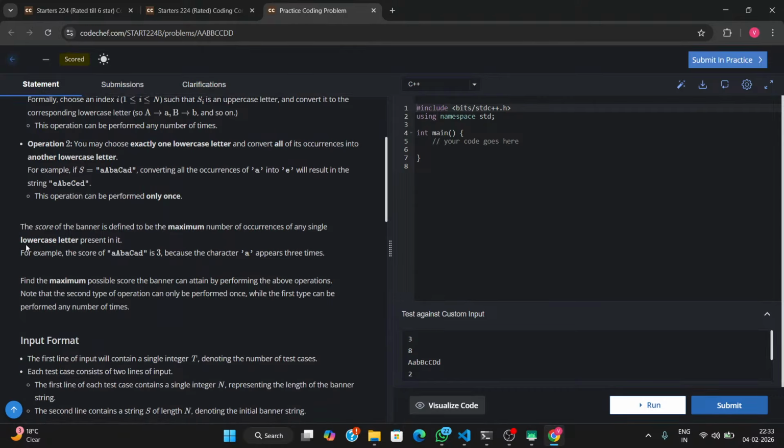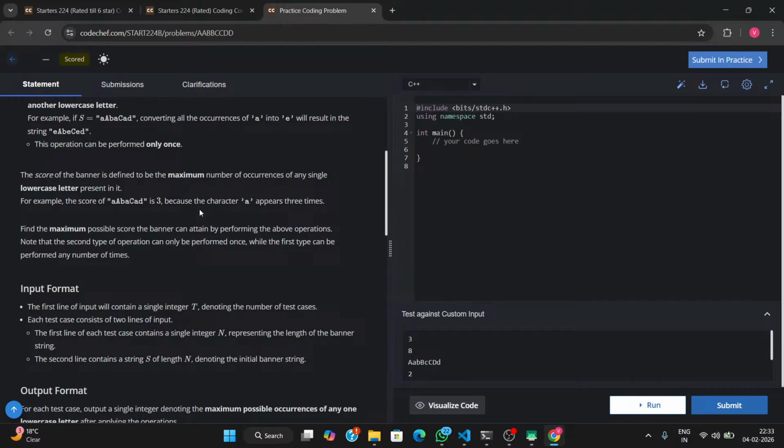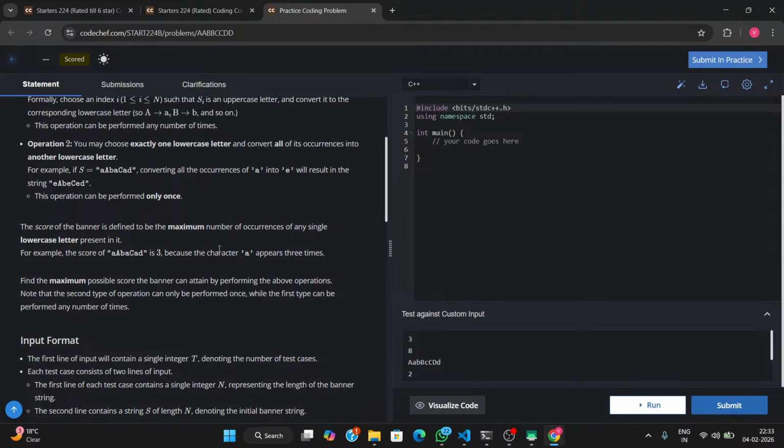And now our objective is, the score of the banner is defined to be the maximum number of occurrences of any single lowercase letter present in it. We need to find the maximum possible score the banner can attain by performing the above operations, where the second operation can be performed only once. Okay.